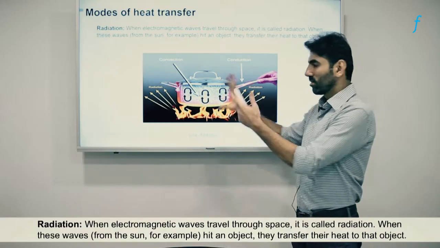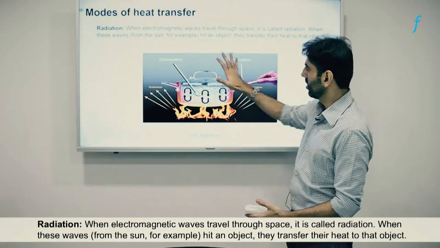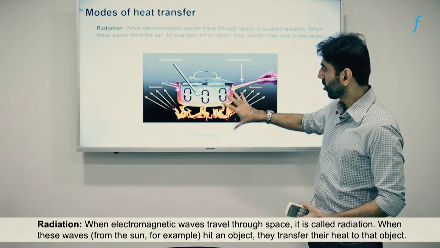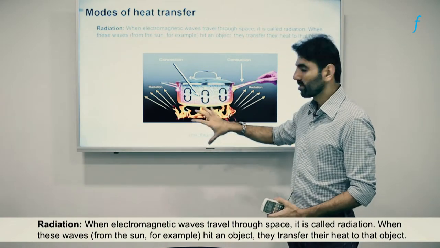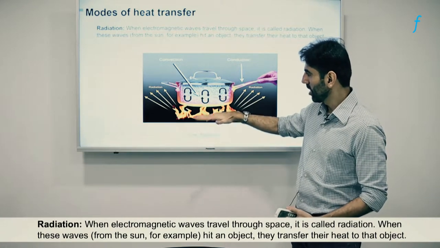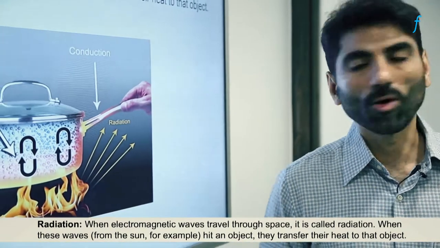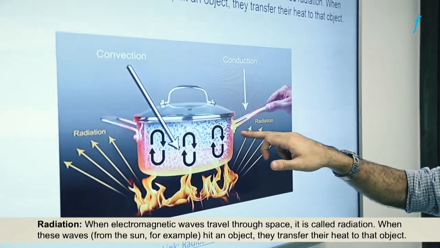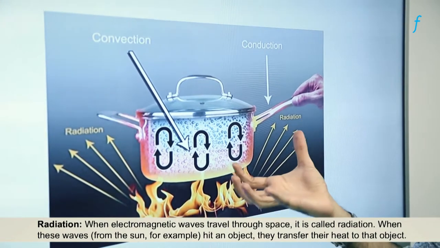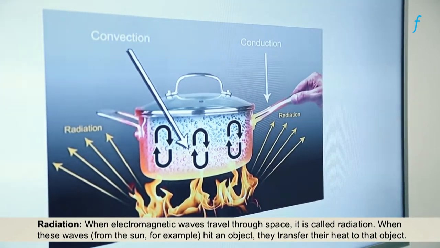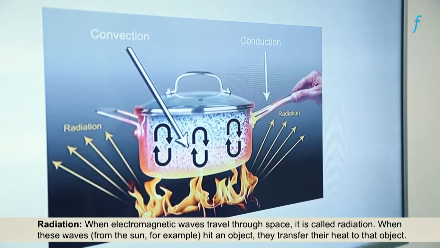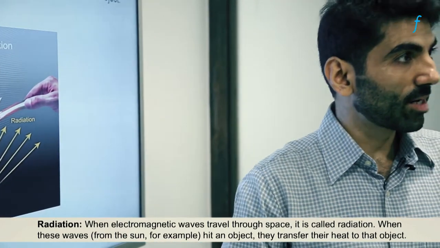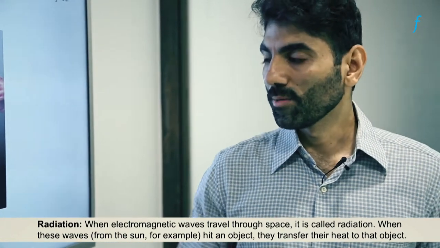Let's return to this evocative image, which indicates all three major processes that contribute to the heat being transferred from this flame to a vessel which is trying to boil some water. We have seen conduction as the process that transfers the heat from the flame through the solid object into the hand of the person holding the vessel. Convection is a process through which the entire fluid volume is heated by displacement of the molecules.